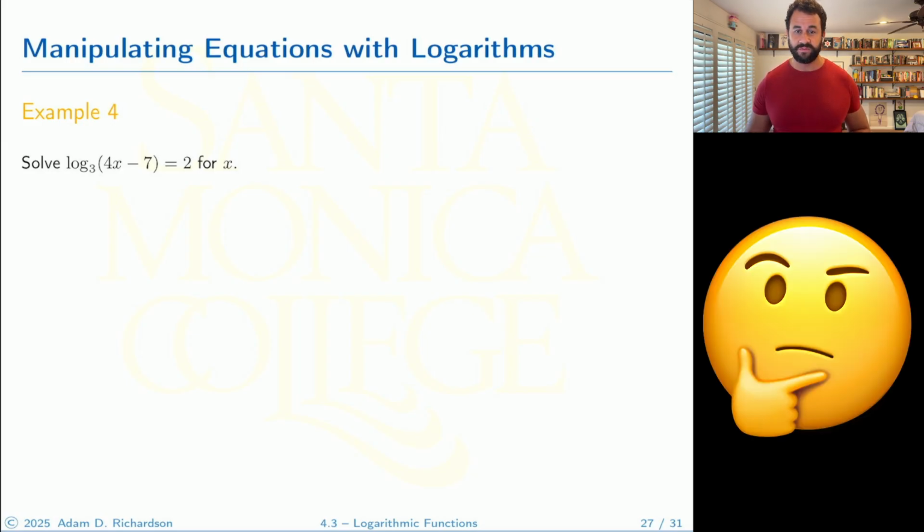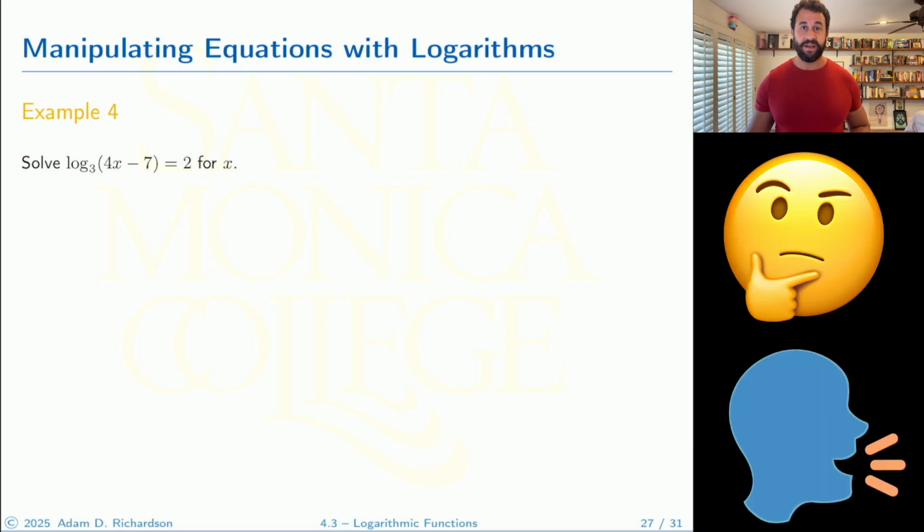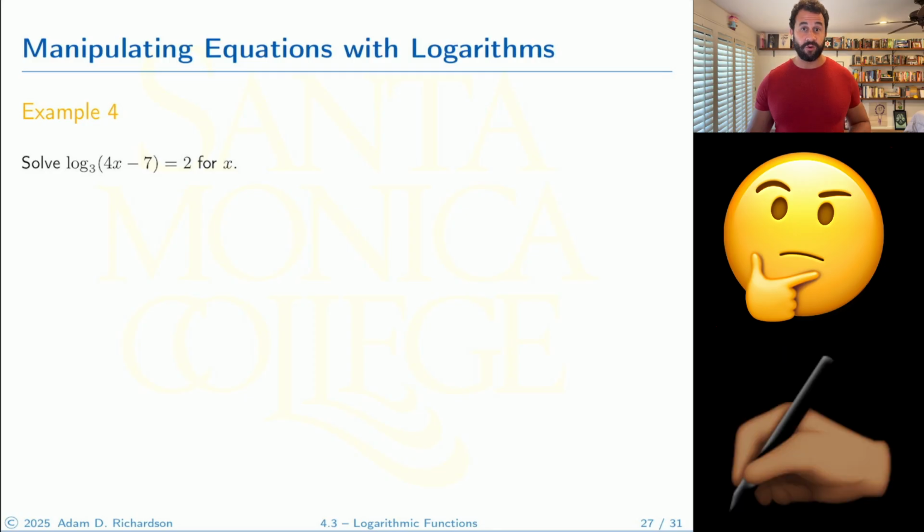Okay, think about this one for a minute. Now, say something out loud, maybe that inversion relationship, and go for it. Try to solve that equation for x, and then we will do it together in just a minute.